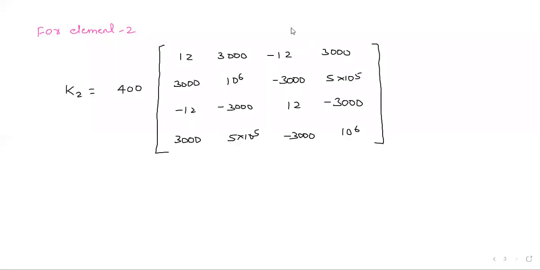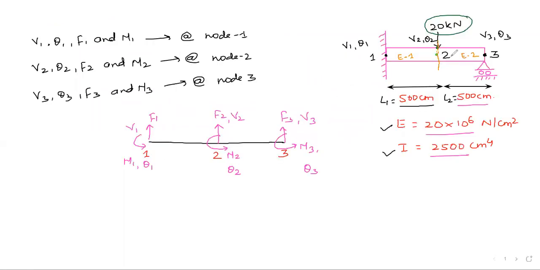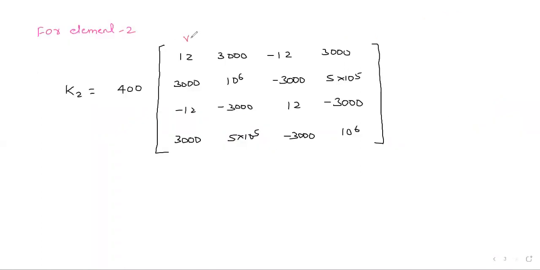Now we will mention the displacements here. See, element number 2 is between the second node and the third node. So the second node means V2 theta 2 and the third node means V3 theta 3. So we will write it here. This will be V2 theta 2, V3 theta 3. Here also V2 theta 2, V3 theta 3.